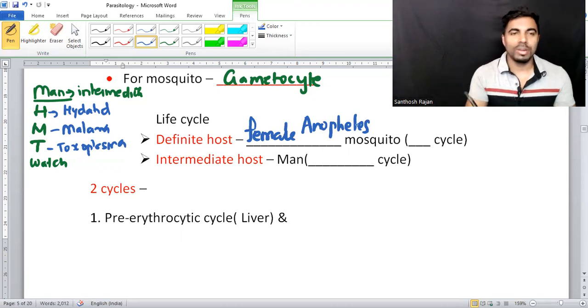Female anopheles mosquito. You know that one. Okay, female anopheles mosquito. So why do we say definite host? Definite host means that there is a sexual cycle. There is usually a sexual cycle. That's what we call a definite host.